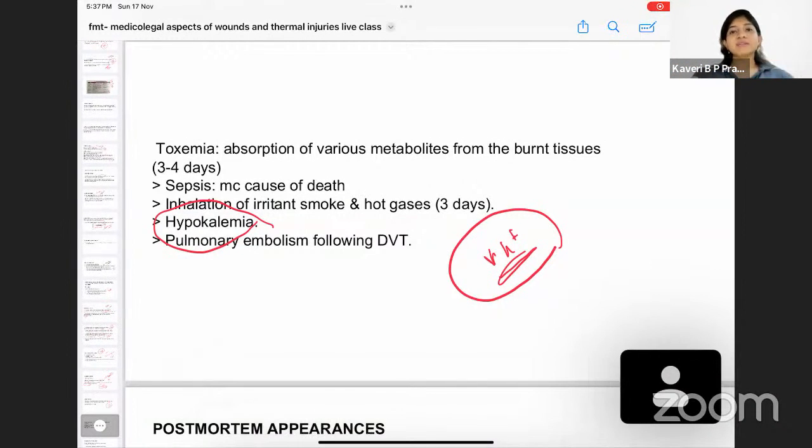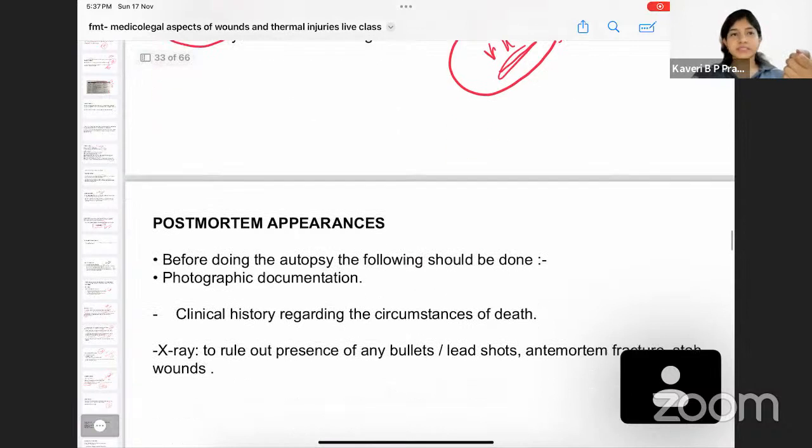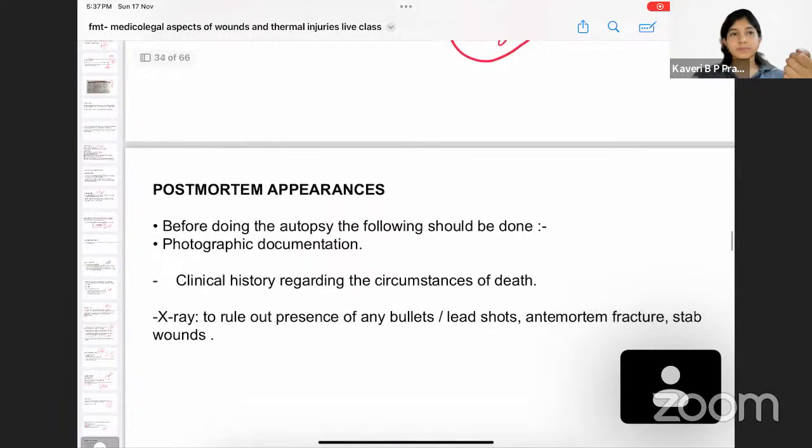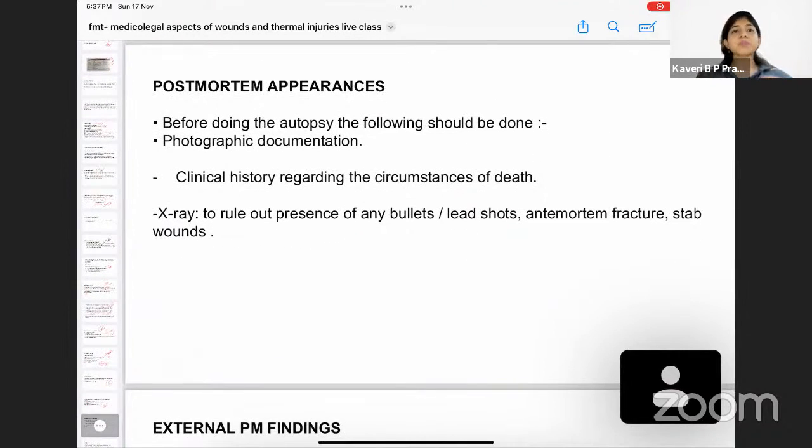So these are the various delayed causes of death seen in the person. Now, coming to the post-mortem appearances, before the examination of the body, after which you have to take proper clinical history regarding what was the circumstance of death.